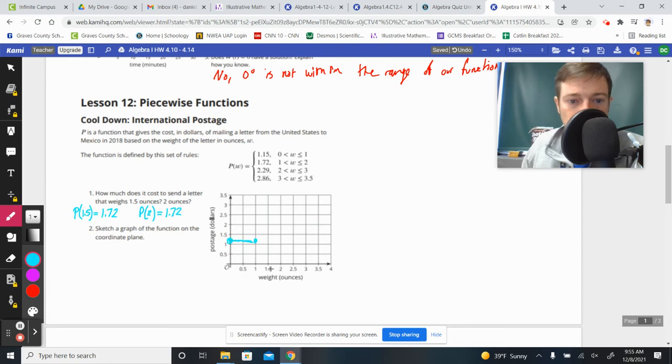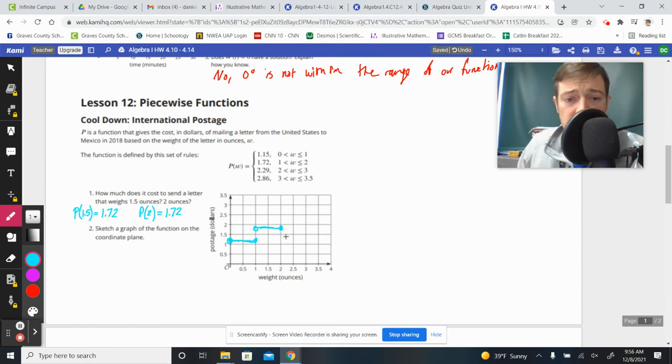This is an open circle, by the way. This one is filled in. All right. And then when I get to that next interval of 1 to 2, not including 1, but including 2, then I'm going to jump up to $1.72. And that's going to be right about here. So open circle. I'm not going to pay $1.72 for that 1 ounce. I'll still be at $1.15. But everything between 1 and 2 will be at that price. So filled in circle at the end of that interval. And I would pay that $1.72 price all along that interval of 1 to 2 ounces to Mexico.